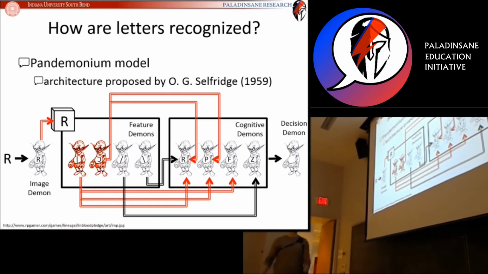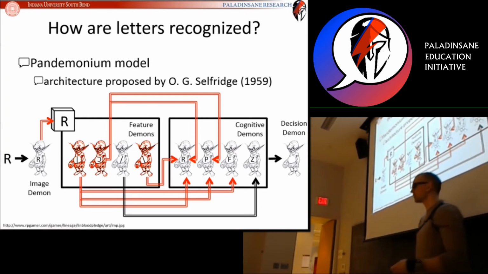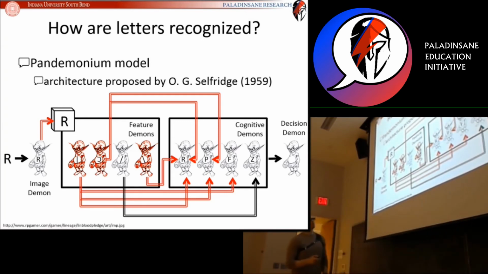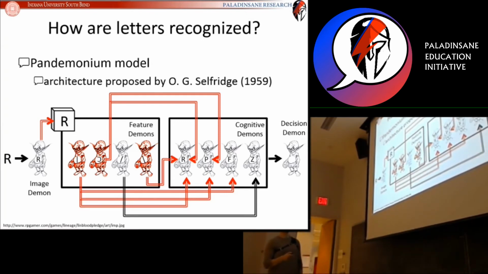Doesn't contact anybody. And then we got this feature demon over here, and this feature demon says, oh my gosh, look at that slant right there. Can't believe it, hot and bothered. Gotta tell somebody, sends a text off to R, and it goes, you know what, I'm really agitated, I'm really hot and bothered.